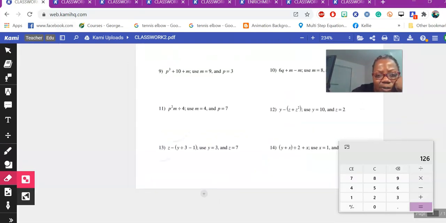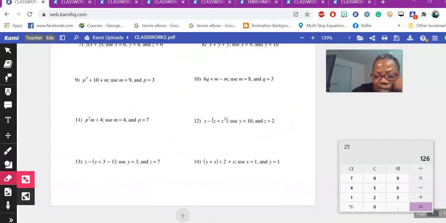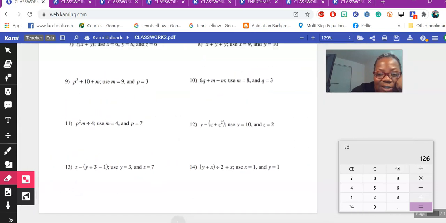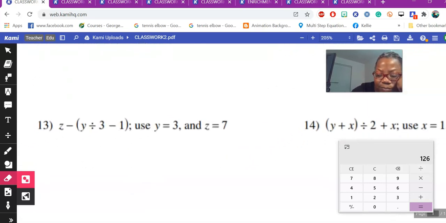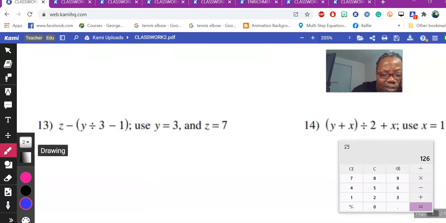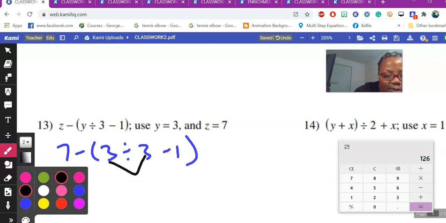Okay, so moving on, let me take a look. Number 13 we'll do in class. That looks a little bit weird, doesn't it? But let's move on. Actually, let's go ahead and do number 13. Remember order of operations style, so here we go. What we have is z. Z is now 7. 7 minus y, which is 3, divided by 3 minus 1. Oh, good, okay. So, you know you're going to go to this first.